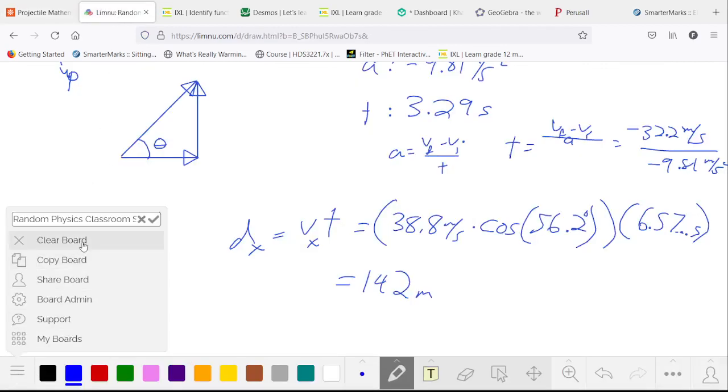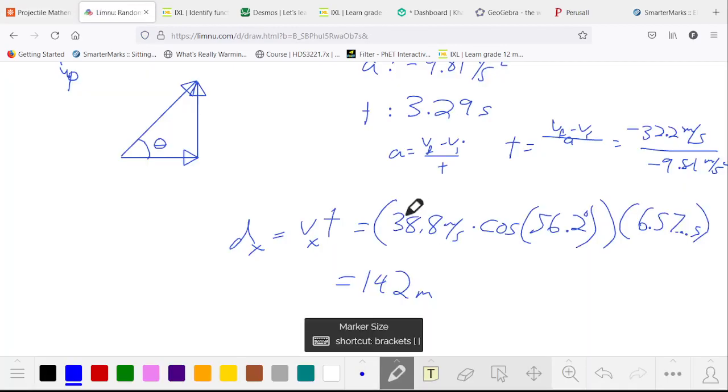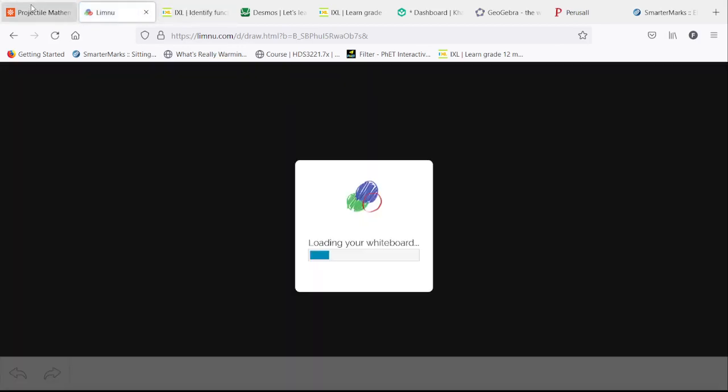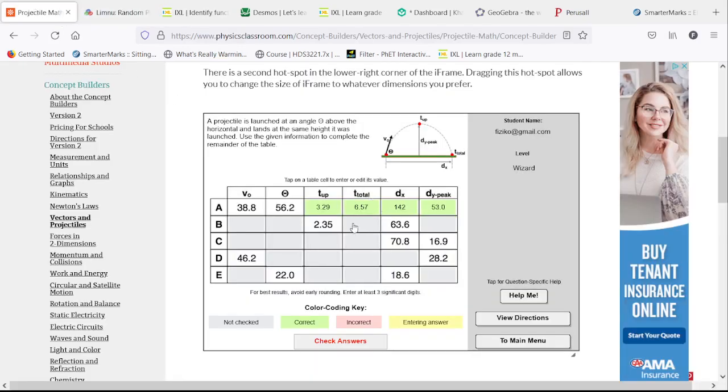And remember, in these chart questions, each row of the chart is like a separate problem. So it appears as one table, but it's really 5 questions to answer.